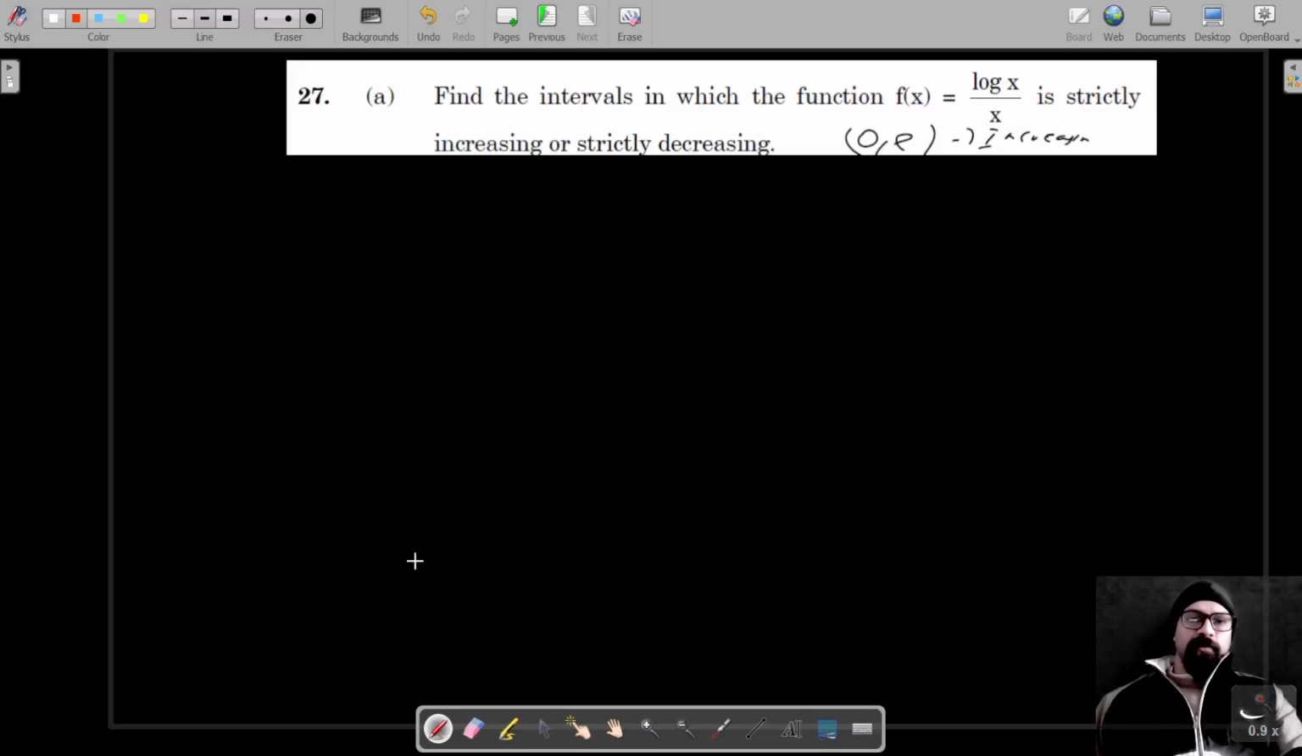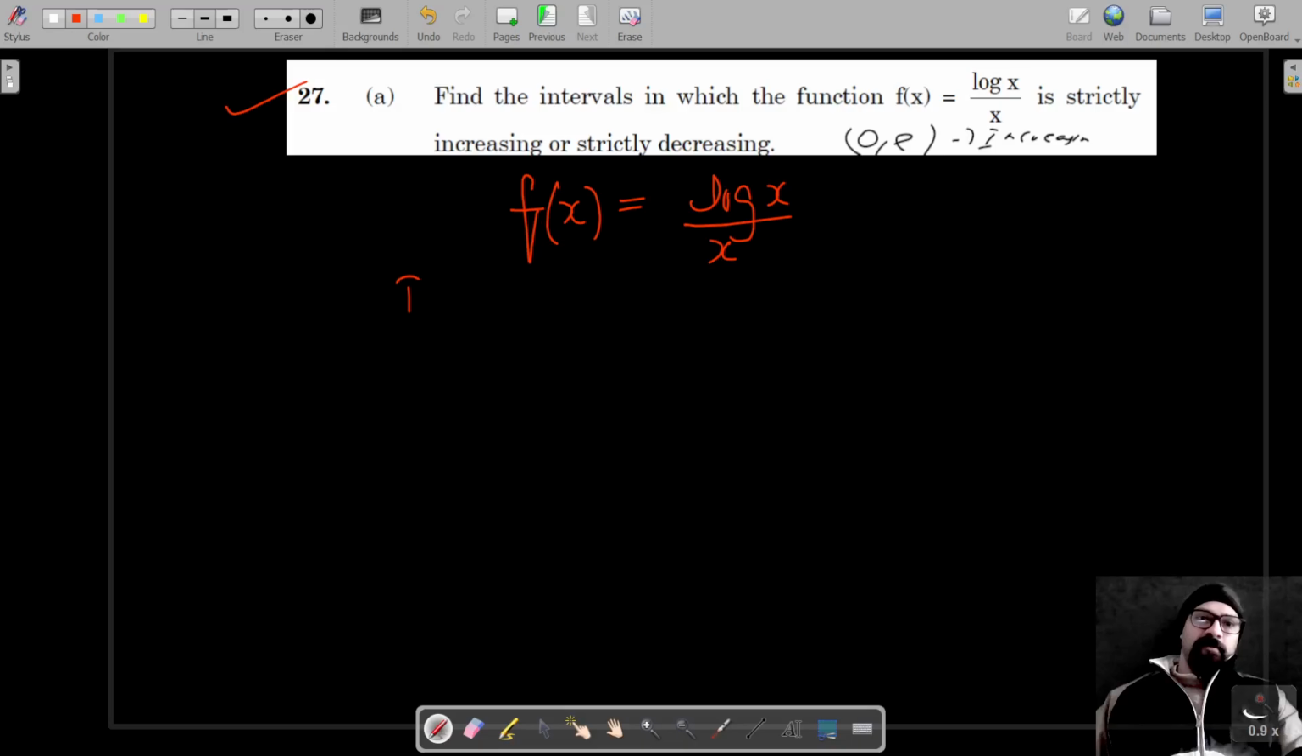Okay, for question number 27, part A, we have to find the intervals in which the function is strictly increasing or strictly decreasing. Our function is f of x is equal to log x by x. So let's differentiate this with respect to x first.